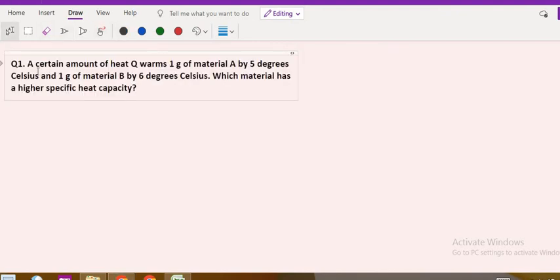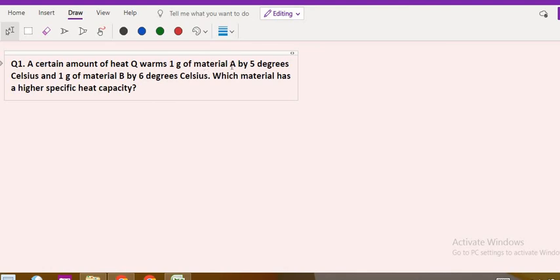Okay, so the first question that we have is: a certain amount of heat Q warms 1 gram of material A by 5 degrees Celsius and 1 gram of material B by 6 degrees Celsius. Which material has higher heat capacity? In order to solve this question, you should be very clear with the definition of the specific heat capacity. In this problem, the same amount of heat is given and the mass is also the same, but you can see that the temperature change is different over here.